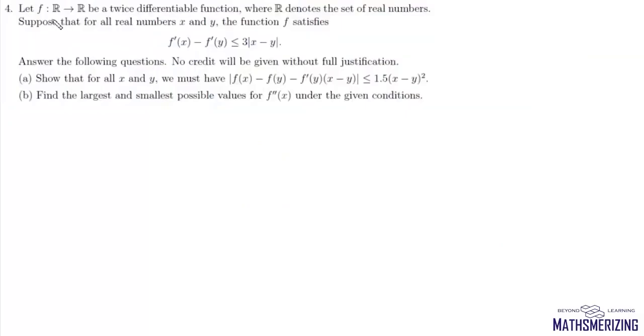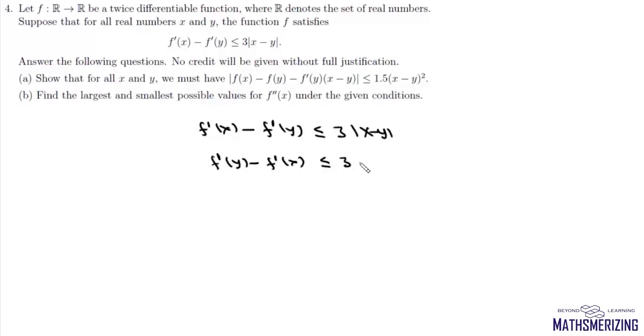Now question number 4 is, the function f is defined on R to R and let it be a twice differentiable function such that f dash x minus f dash y will be less than or equal to 3 times mod of x minus y. Now if we interchange x and y, we can write this as f dash y minus f dash x will be less than or equal to 3 times mod of x minus y.